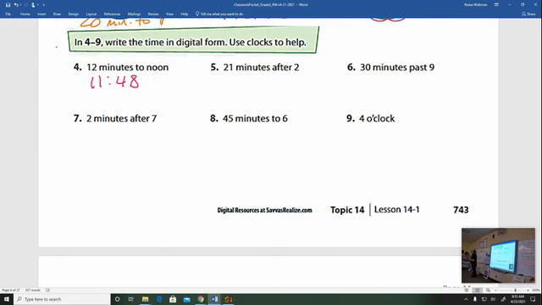I got 11:48 and also 21 minutes after 2 is. That is correct. Now, going back to number 4, though, 11:48. Now, you hear AM and PM, right?